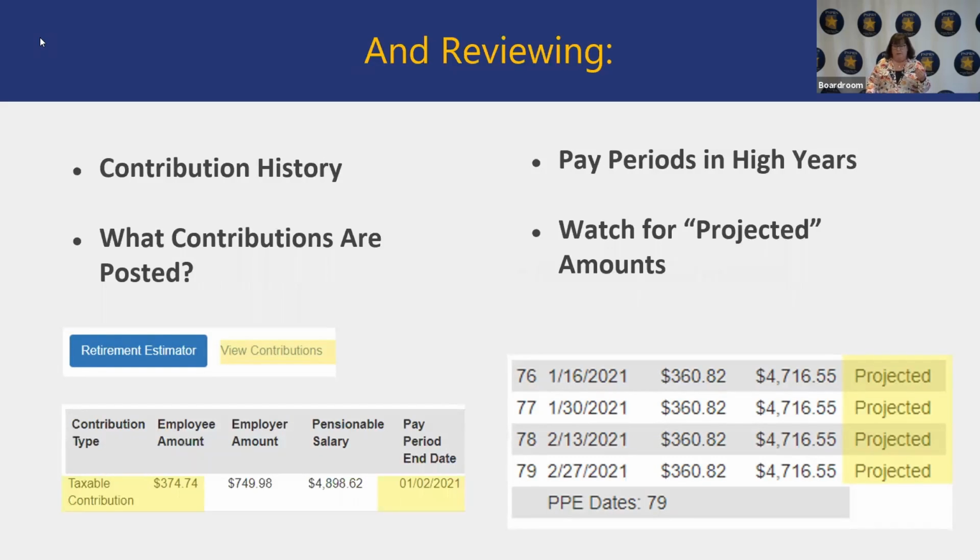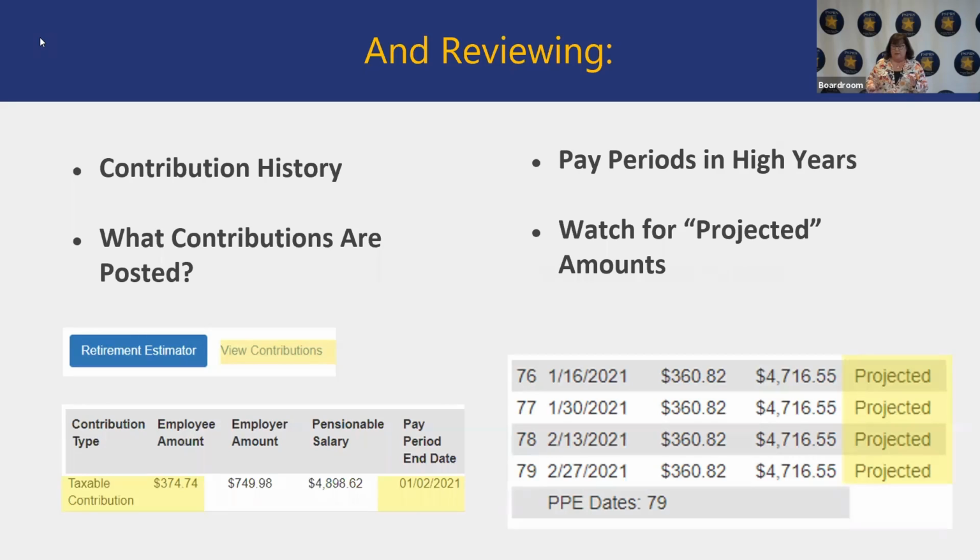When you're reviewing the information within the local board portal and the highest years in the retirement estimator, you also want to look at contributions. There is a spot that you can click on that will give you the information regarding the most current contributions posted to the member's record to review. And you're also going to want to look at the pay period endings that are being used in the highest years. That list is on that page with the retirement estimator. What you want to look for is anything that's showing projected.